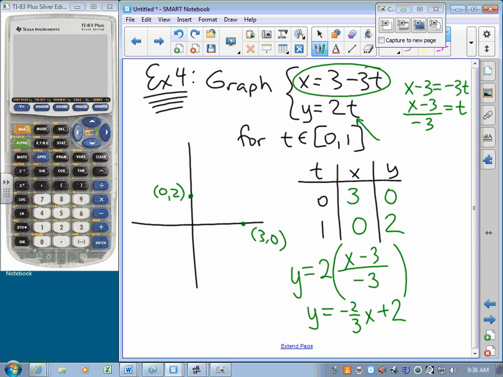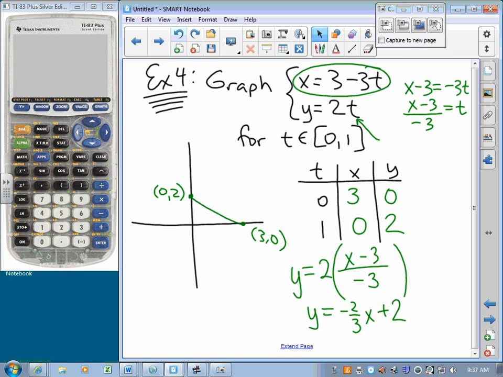Now the whole line would look like this. This would be the whole line, but we don't want the whole line. We want only the part of the line that starts at (3, 0) and ends at (0, 2), because our interval of t values was held from 0 to 1. We have to start when time is 0 and stop when time is 1.